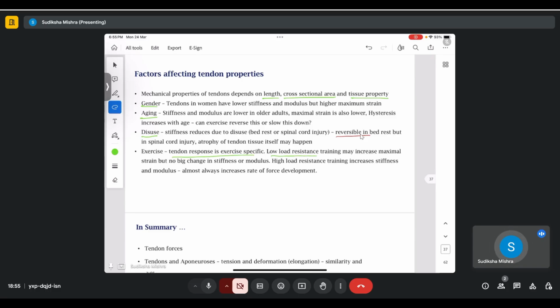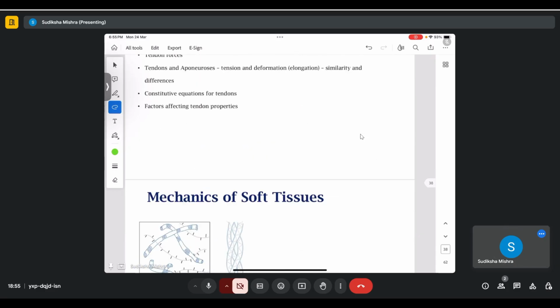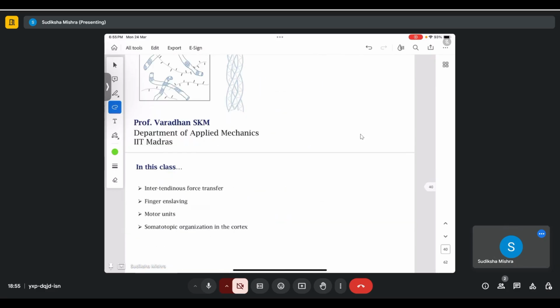During exercise, the tendon response is very specific. Low load resistance training may increase the maximal strain but no change in the stiffness or the modulus, whereas high load resistance training increases the stiffness and the modulus. It also increases the rate of force generation or force development.